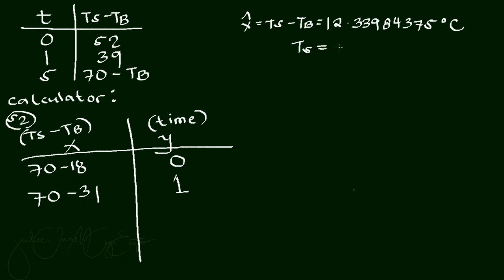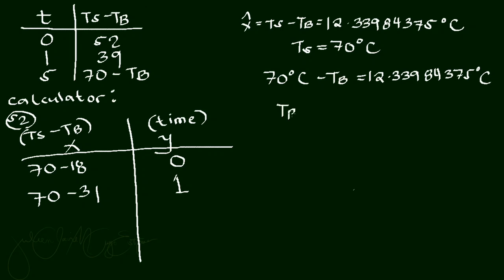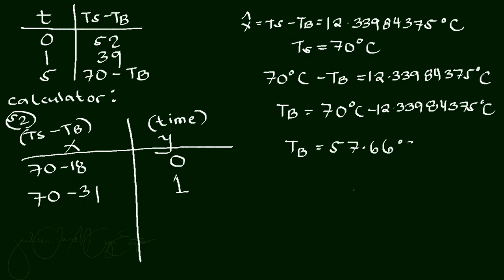Okay, if that will be your x hat, that is TS minus TB, don't forget that your temperature of the surrounding is equal to 70 degrees Celsius. So substituting that, that is 70 degrees Celsius minus the temperature of the body after 5 minutes, that is equal to 12.33984375 degrees Celsius. So transposing, that is TB is equal to 70 degrees Celsius minus 12.33984375 degrees Celsius. So the answer is the same, that is equal to 57.66 degrees Celsius also.